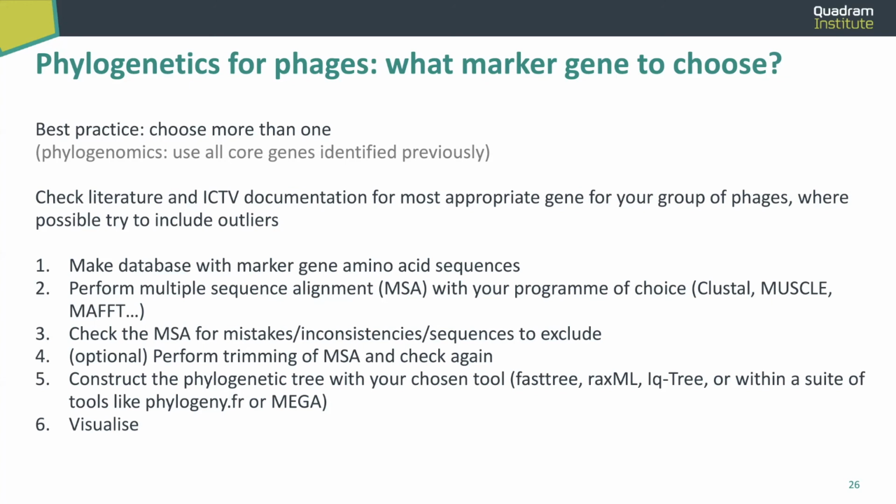So one of the best things to do is to check the literature and ICTV documentation for the most appropriate gene for your group of phages. Try to include any outliers. And the process is relatively straightforward. Make a database with your marker gene amino acid sequences, perform a multiple sequence alignment, check it for mistakes, optionally trim part of the sequence alignment, and then construct a phylogenetic tree and visualize.